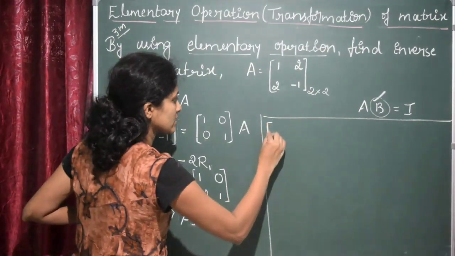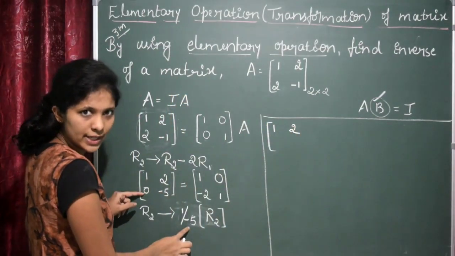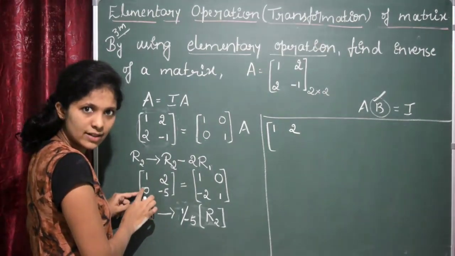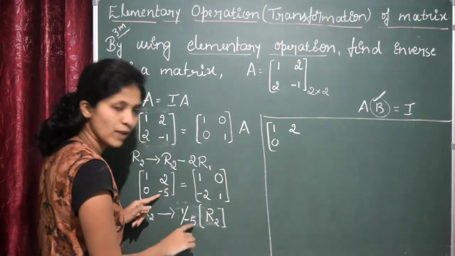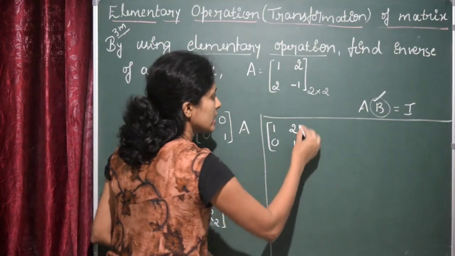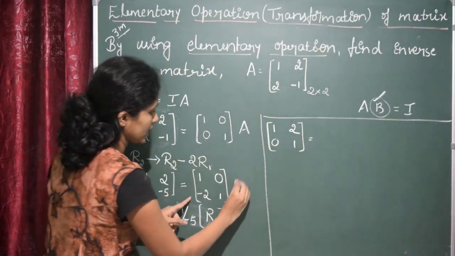So first is as it is, that is, first row is 1 and 2. So 0 divided by minus 5, this will not change, right? That's the reason we can divide by minus 5. So this will be 0. And here minus 5 divided by minus 5 will be equal to 1. Same thing you have to apply here also, on matrix A.